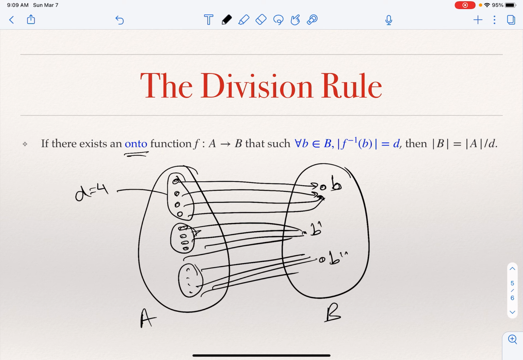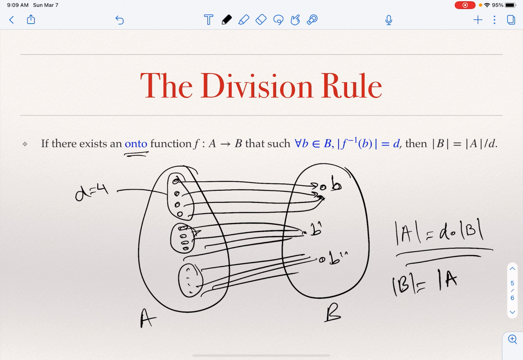So if you look at this diagram I showed here, if you have 3 elements in B, each one of them is going to have 4 sources. 3 times 4 is 12. This is why we say the cardinality of A is going to be D times the cardinality of B. Okay? And this is the division rule. When we write actually, the cardinality of B is the cardinality of A divided by D.